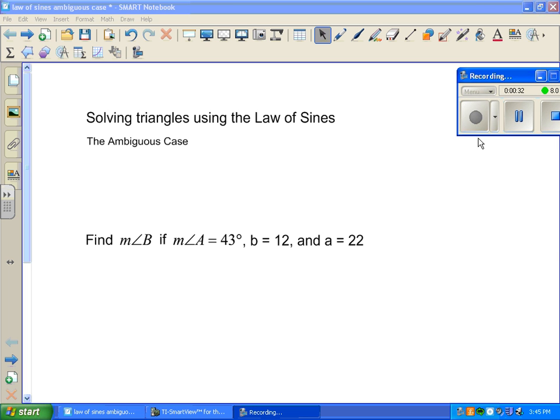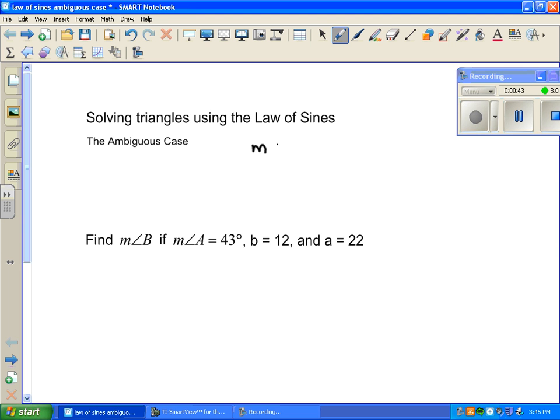Now, to solve a triangle means to find all three side lengths and all three angles, and you have to be given three pieces of information to even start the problem. If you were given two angles and one side, it doesn't matter what side, you could automatically find the third angle right away because we know that they add up to 180 degrees.